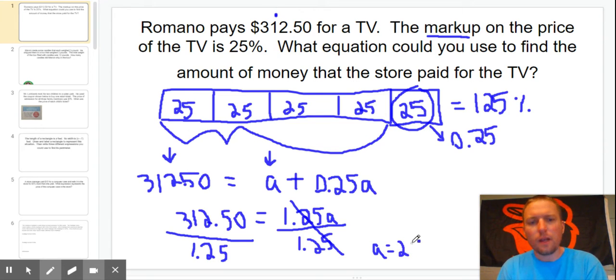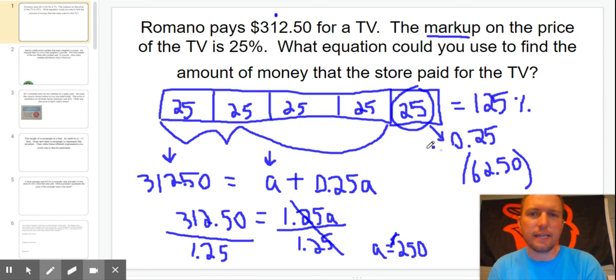Now, we need to make sure that we understand what that means. A is the $250, the amount that the store paid for the TV. And then they marked it up 25%, okay? So if we take 25% times 250, that gives us $62.50.